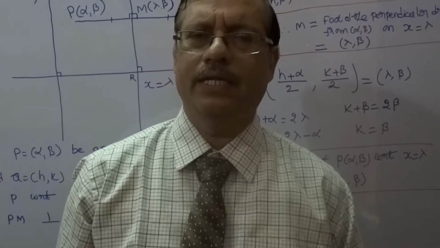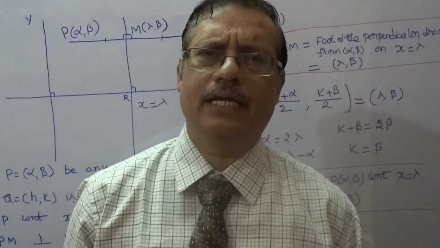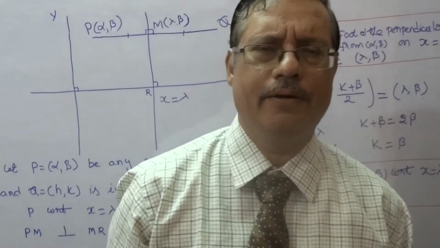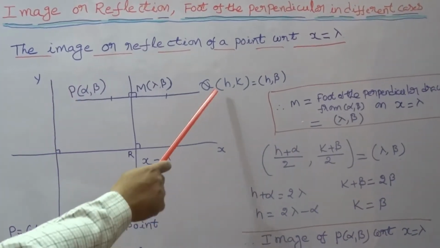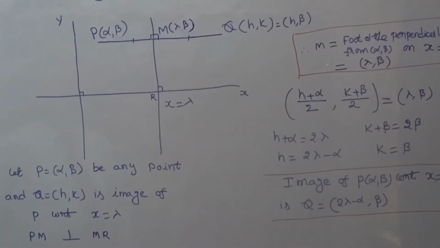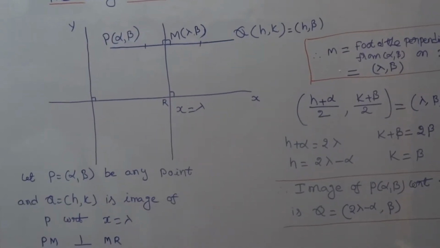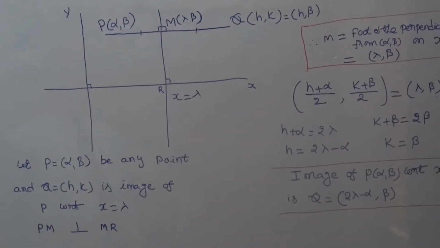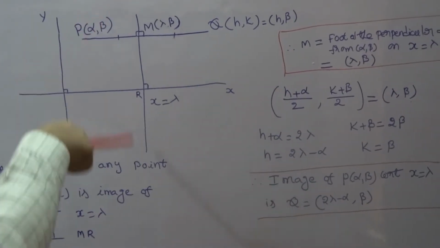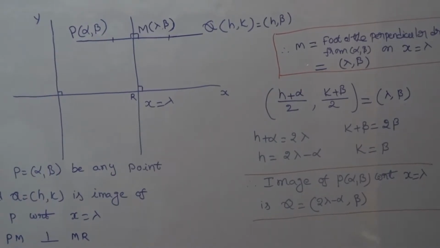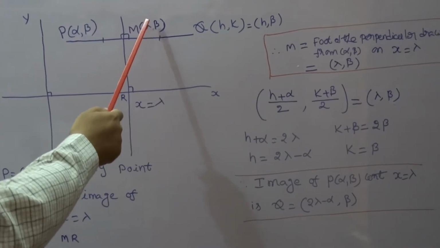Now we'll discuss image or reflection of a point with respect to the straight line x is equal to lambda. Here P(alpha, beta) is any point, Q(h, k) is the image of P with respect to the line x is equal to lambda. x is equal to lambda is a vertical line, hence for any point on this vertical line the x coordinate is the same. Therefore, the x coordinate of the point M is lambda.